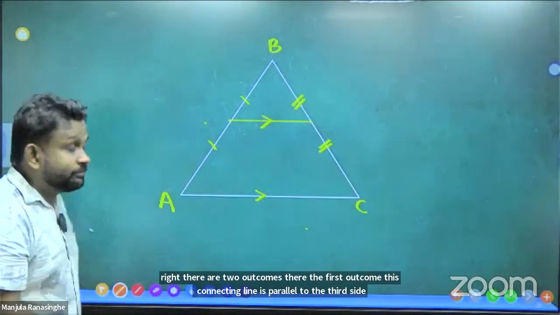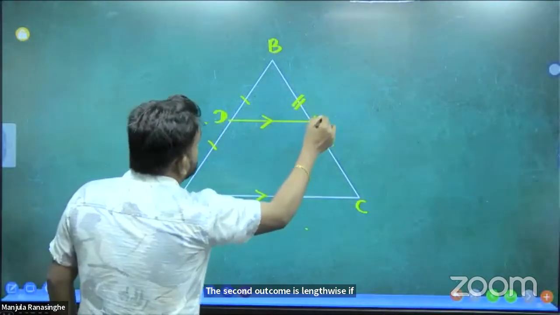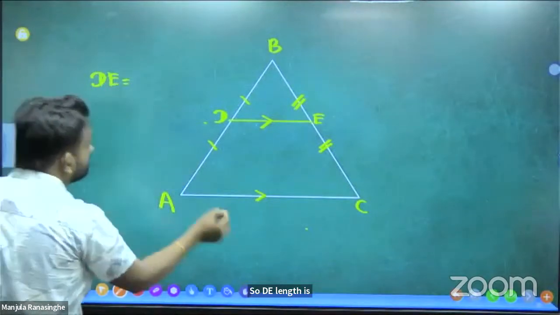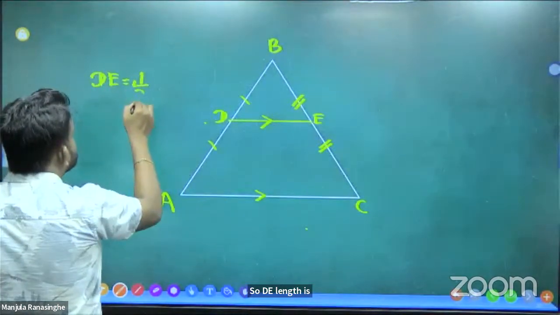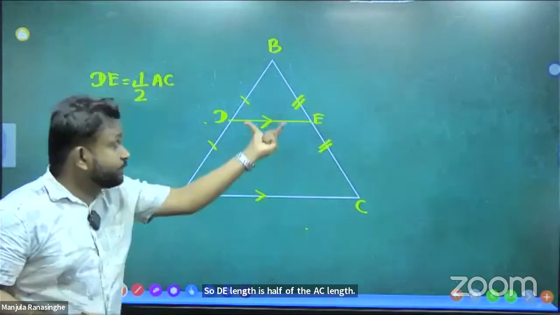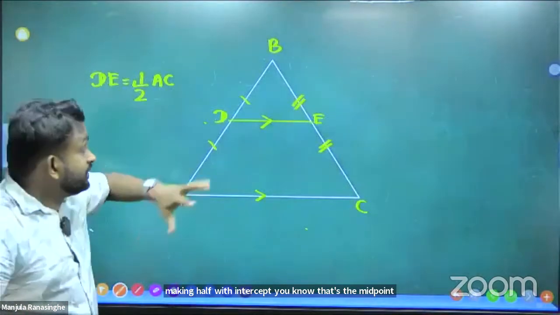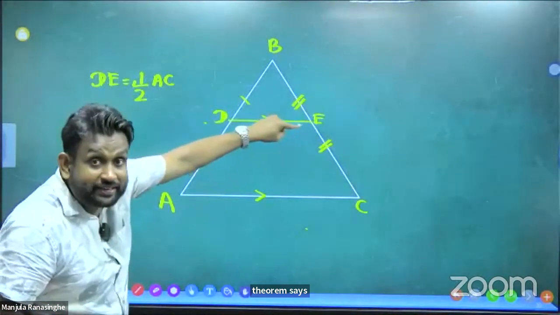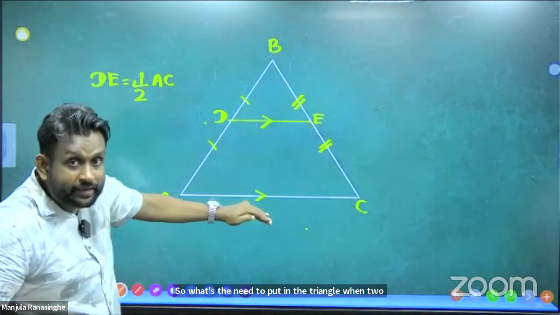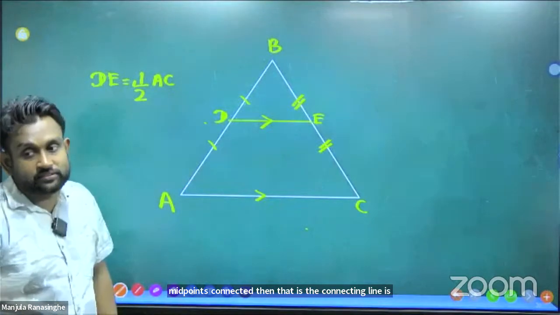The second outcome is lengthwise. If I take this as DE, then DE is half of the AC length. That is what the midpoint theorem says. So when two midpoints of a triangle are connected, the connecting line is parallel to the third side, and its length is half of the third side.